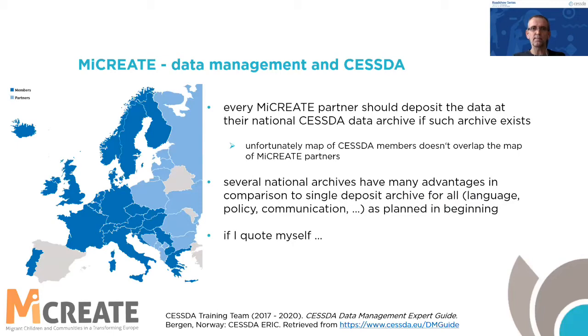Such is the importance. Now, first we thought that all the data would be gathered at one archive, but during the project we decided that every partner should deposit the data at their national CESSDA data archive. Unfortunately, the map of CESSDA members does not overlap the map of MiCREATE partners, but we're getting along. And these several archives have many advantages in comparison to a single deposition. From language to national policies, communication within one nation is much easier.